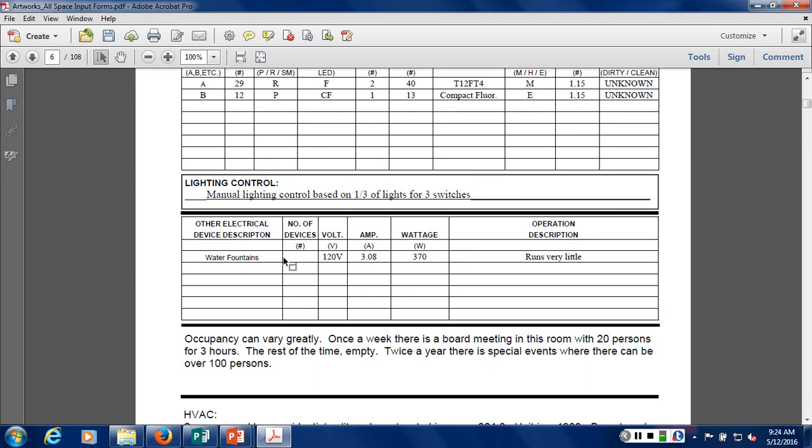In the next section underneath this, we have other electrical devices, or other energy consuming devices. We typically list them, how many there are, the voltage, the amperage, the wattage, and if we can determine how often that piece of equipment is used, we usually try to put it in.